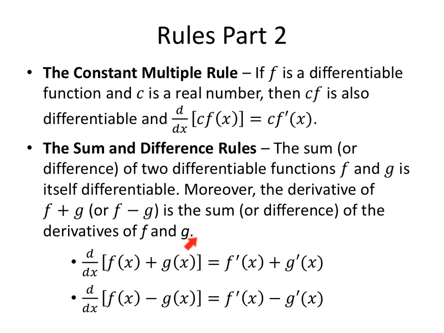Similarly, the sum and difference rules tell us the derivative of a sum is the sum of the derivatives, and the derivative of a difference is the difference of the derivatives. Since the derivative is defined by limits, the same rules that applied to limits are going to apply to derivatives.